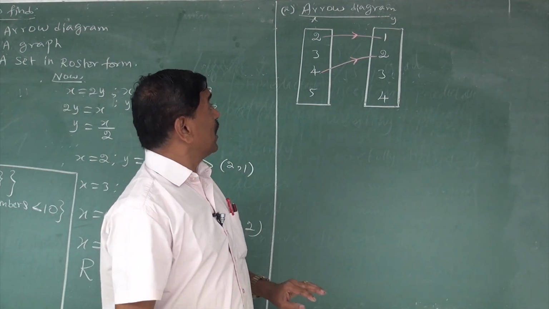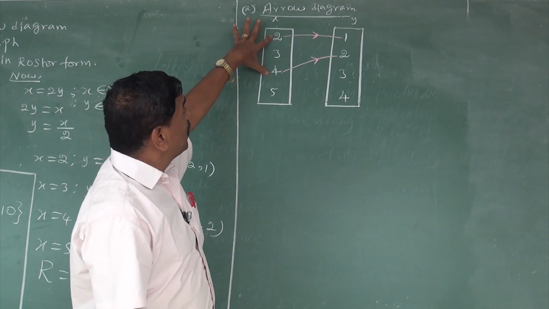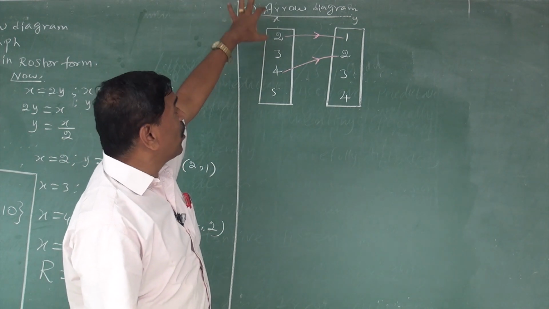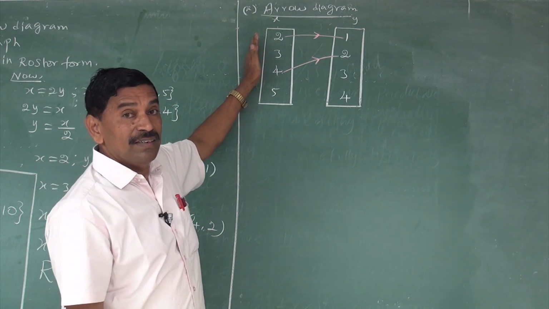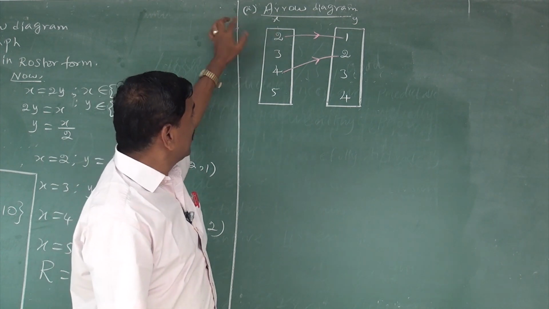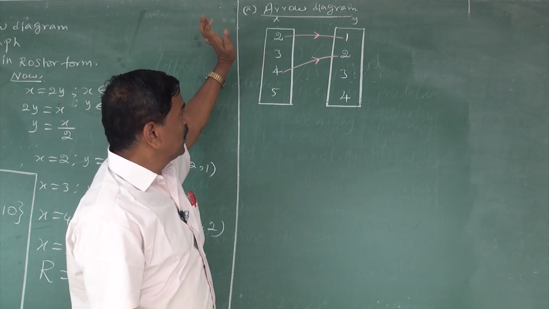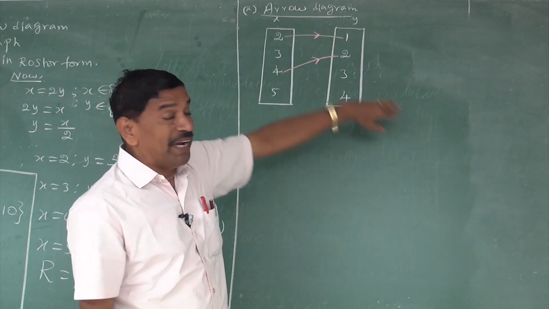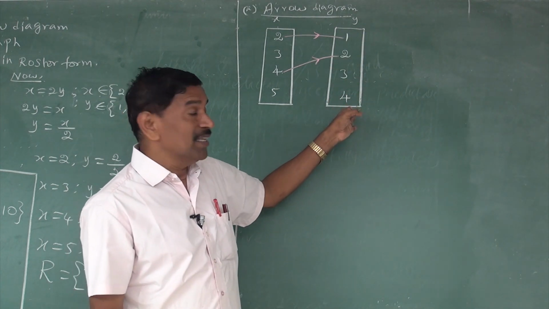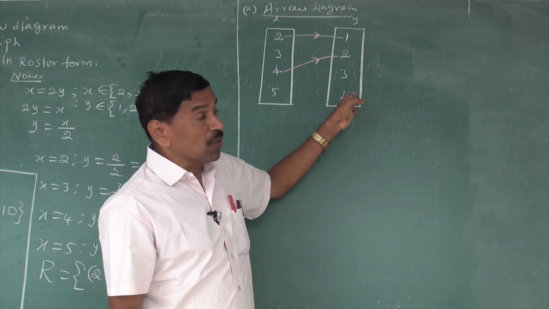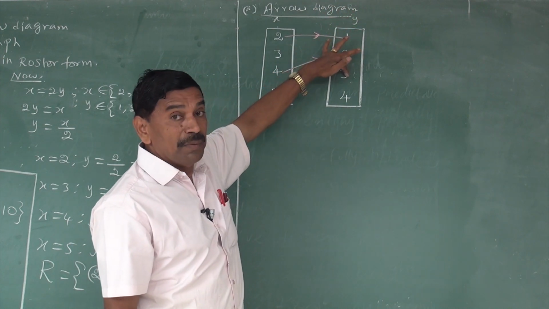Can you tell me what is the domain of this relation? Anyone? Yes, 2 comma 3. So the domain of the relation is 2 comma 3. Okay. What is the codomain of the relation? Can you tell me the codomain of this relation? Yes, the codomain of this relation is equal to 1 comma 2 comma 3 comma 4.